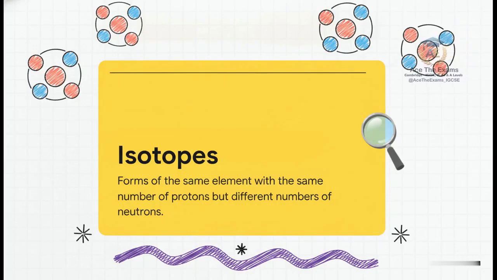Change the protons, you change the element. But what happens if we change the neutrons? We get an isotope. If the command word on your paper is define isotope, I guarantee you Alex is going to write a rambling paragraph.